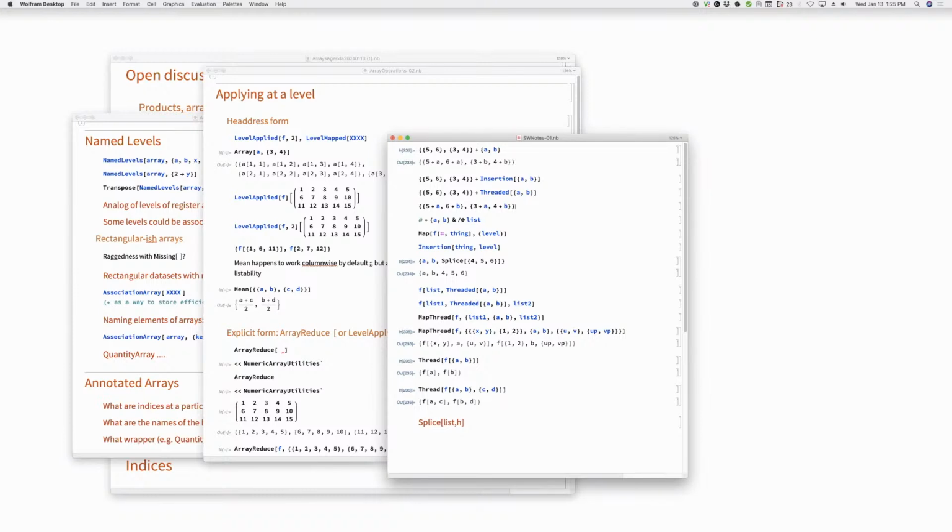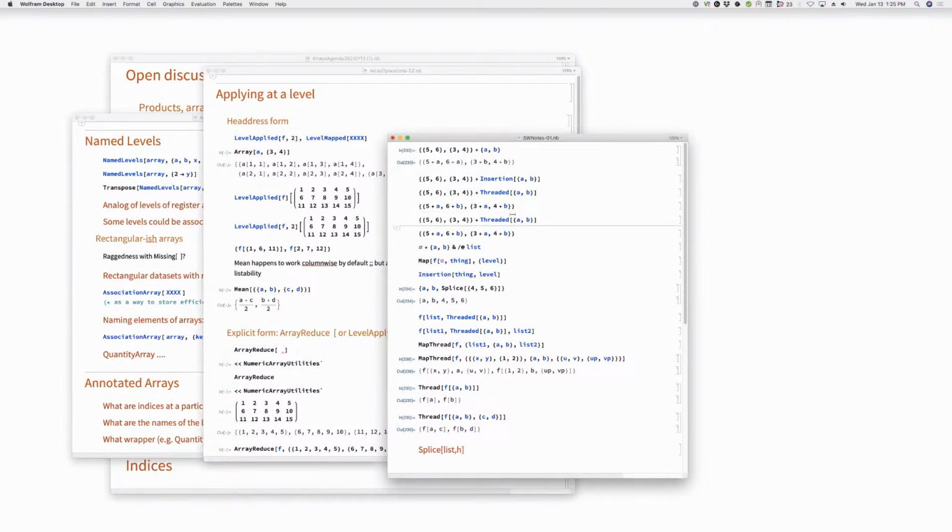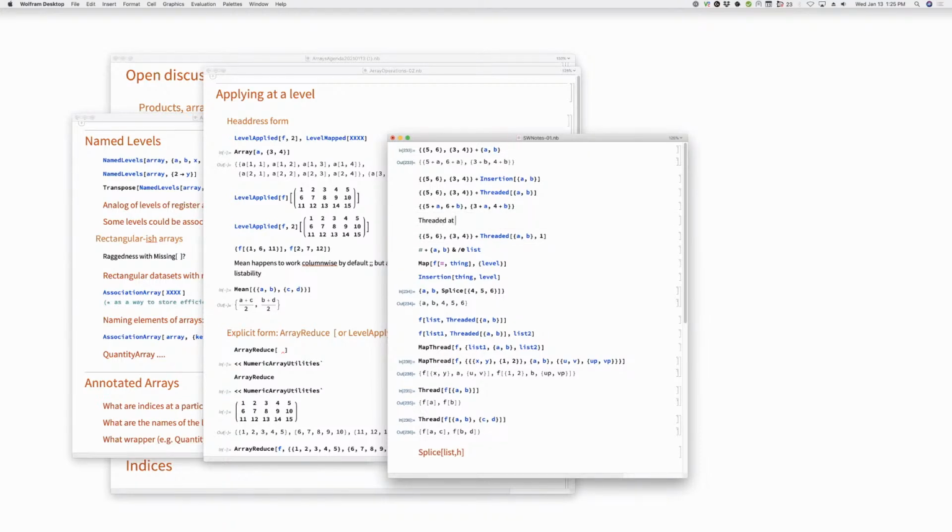And if it was told a level, it would be threaded at a certain level. For example, this would be the level 1 thing, in which case this would say threaded at a certain level.